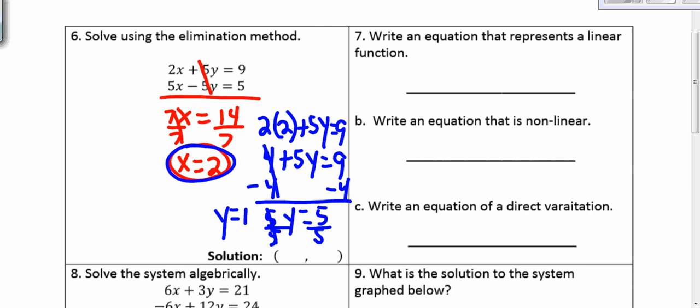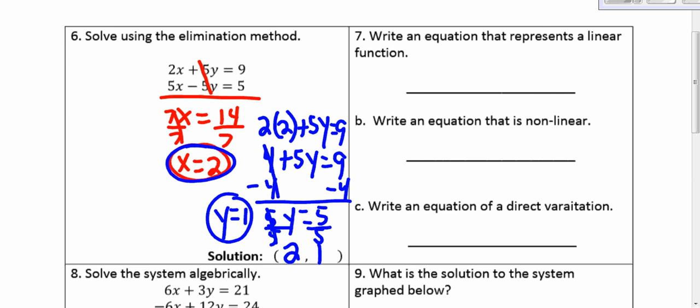And that's about it. So the solution is x is 2 and y is 1. So 2 comma 1 is where those lines intersect. Number 7 is just a series of questions. It's not going to look like this on the actual unit exam.